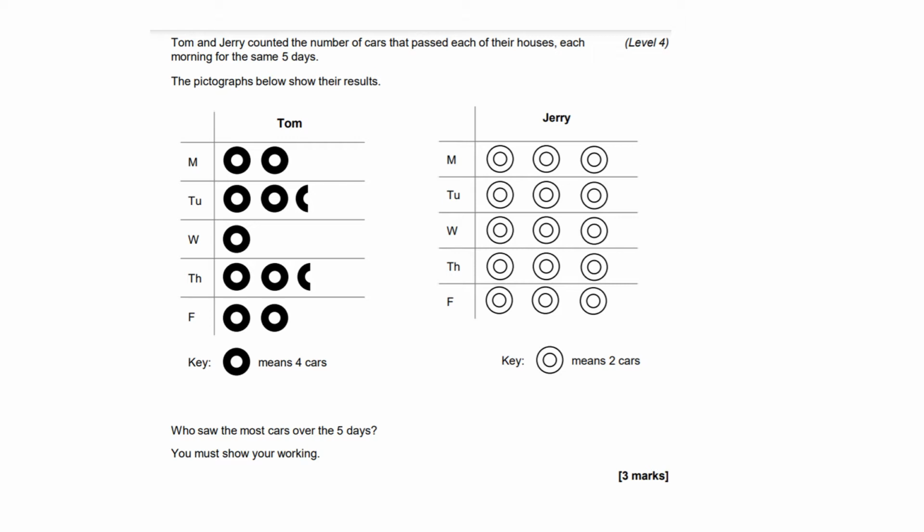So if we have a look at the pictogram for Tom first, one circle in Tom's pictogram means 4 cars. On Monday he's got 2 circles, so he saw 2 lots of 4 cars, so he saw 8 cars. Tuesday he saw 4, 8, and then half a circle would be worth 2, so 8 plus 2 is 10 cars. Wednesday he saw 4 cars. Thursday he saw 10 cars, and Friday he saw 8 cars, and then we can add all of those together. So for Tom, we will have 8, add 10, add 4, add 10, add 8, and that will give us 40 cars.